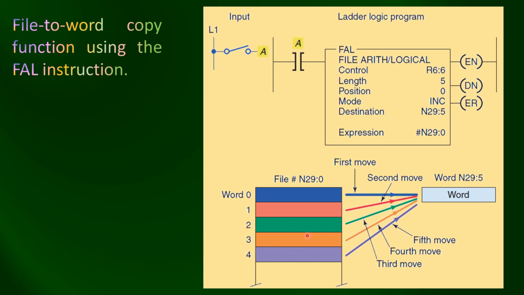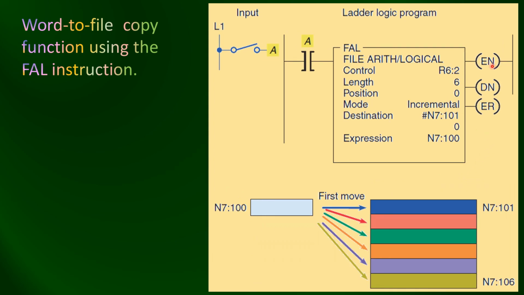Now the destination is N29 0. So we come to data is N29 5. So this is the destination file. So when first we close this, the data from the word 0 will move here. Then we again open and close. The data will move from here to here. Then next one, then next one, and then the final one. And this is how the data will shift.